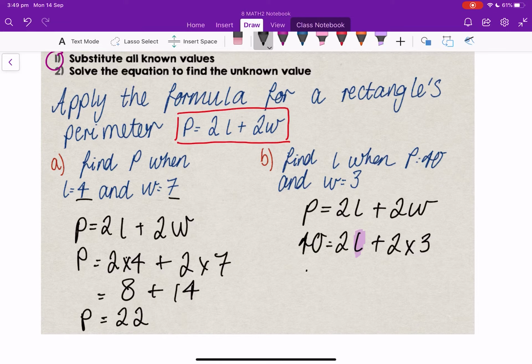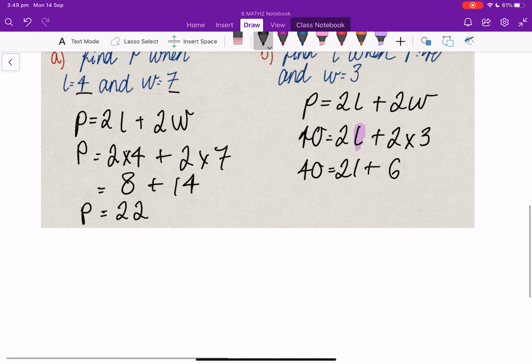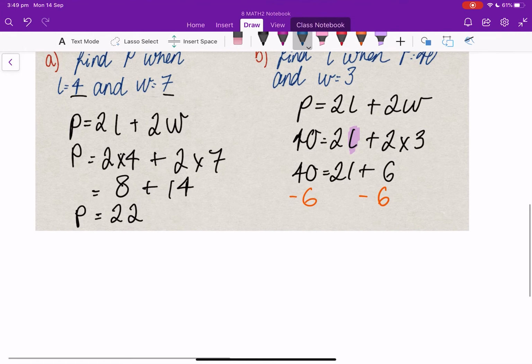Okay, so 40 equals 2L plus 6. Now let's get that L by itself. So let's take away 6 from both sides. We can remove the 6 from the right-hand side. Cross it off here. 40 take away 6 is 34. So 34 equals 2L. So that L still isn't by itself. The L is being multiplied by 2. So let's do the opposite operation of multiplying by 2, which is to divide by 2.